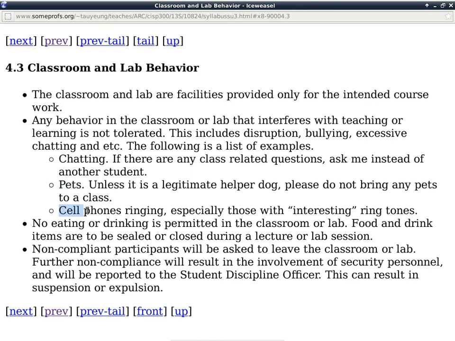Cell phone ringing, same thing. I just talked about it. Just install an app on your smartphone that can turn off the ringer during the class, and that's a really easy thing to do. Eating or drinking in the class, except for just plain drinking water is okay, but not anything else. And I can ask people to leave the classroom if they do not follow these rules.